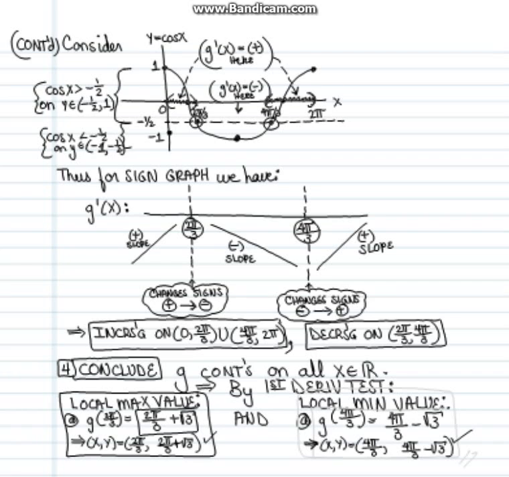And over on the other side we have a local minimum value at 4 pi over 3. I should say a local minimum number. Evaluate the function to get the minimum value. g of 4 pi over 3 is 4 pi over 3 minus square root of 3. So we have the ordered pair x, y equals 4 pi over 3 comma 4 pi over 3 minus the square root of 3.